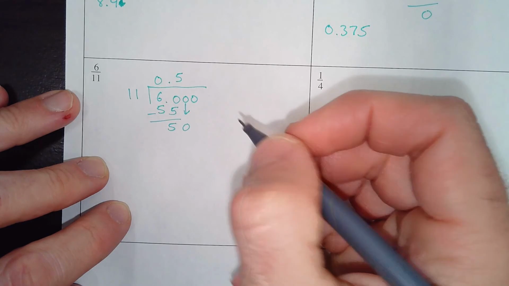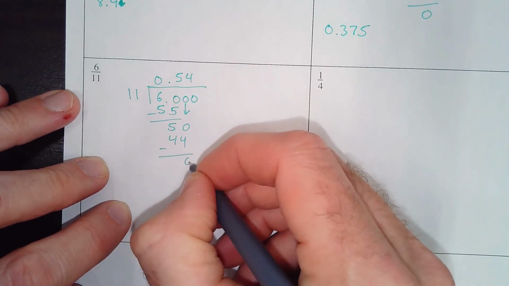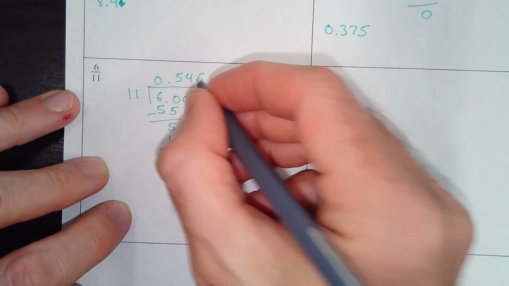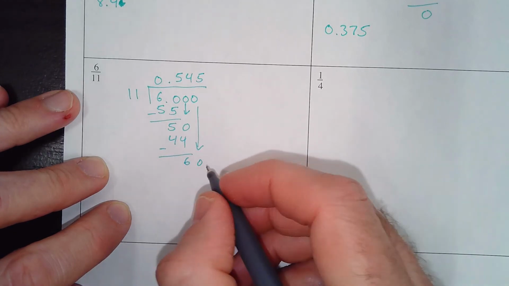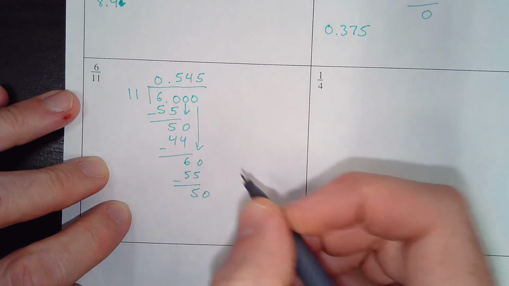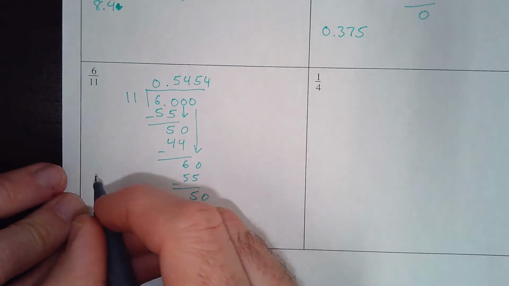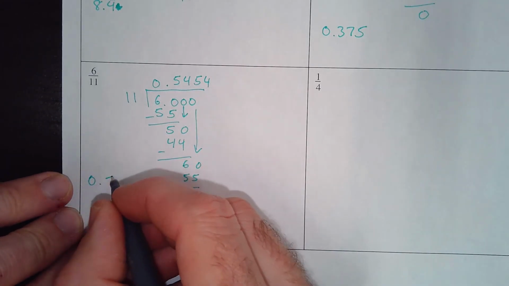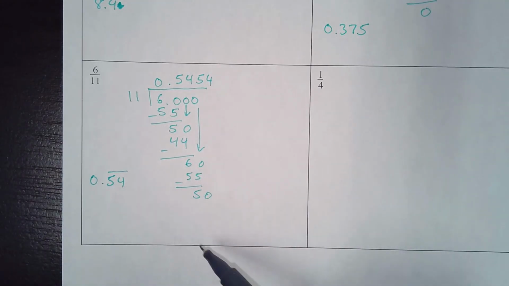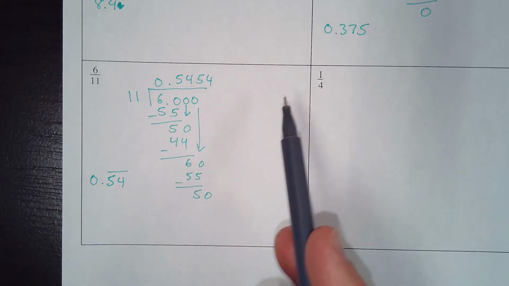11 goes into 50 4 times. 11 goes into 60 5 times. Now hopefully you notice at this point, this would be repeating also. This one's two different numbers that are repeating, but this would be equal to 0.54 repeating. So this would go on forever. I'd get 60, 55, 50, 44, 60, 55, 50, 44, and it'd be 54, 54, 54, or we can write it like this.